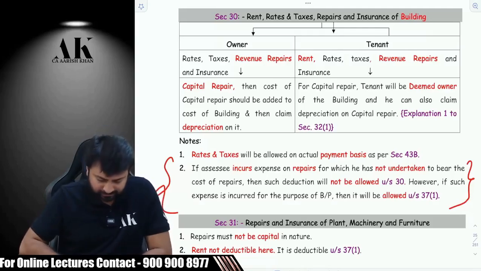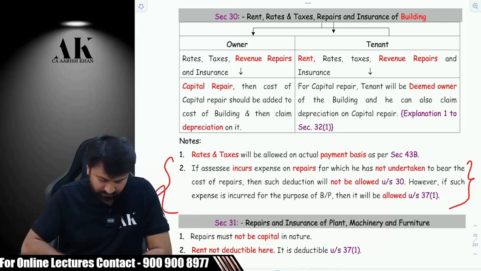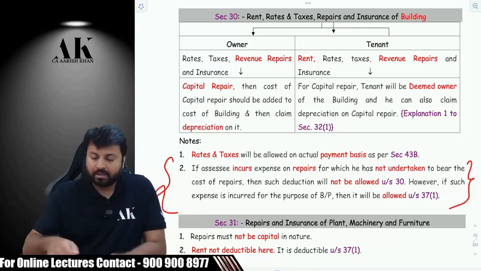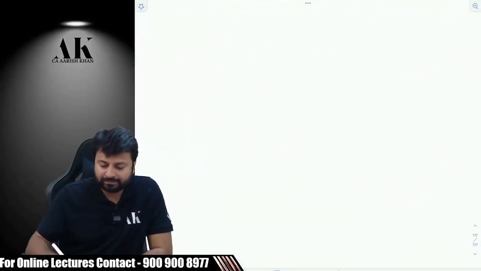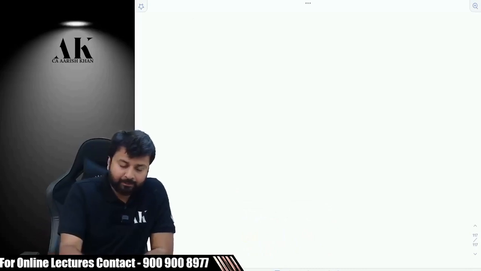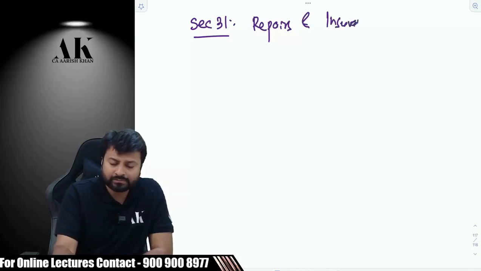Is it clear? Now, section 31. Pay attention on the board, please, all of you. Sir, what does it speak? It speaks about repairs and insurance of now other assets: plant, machinery, furniture.